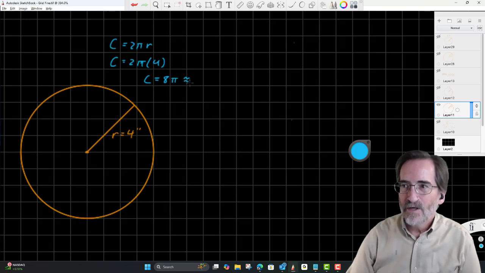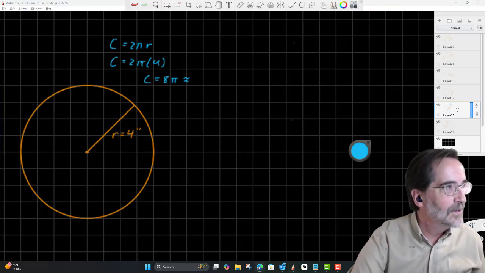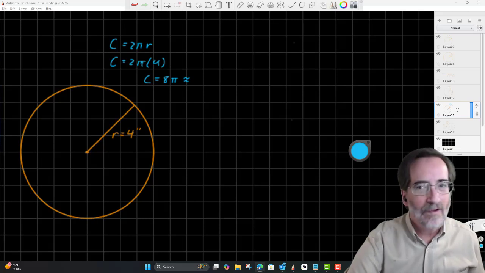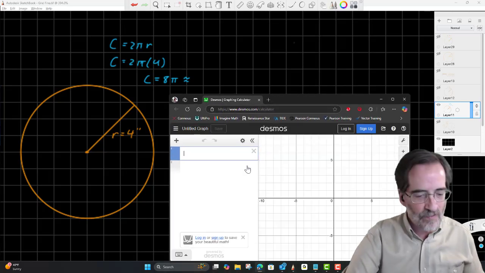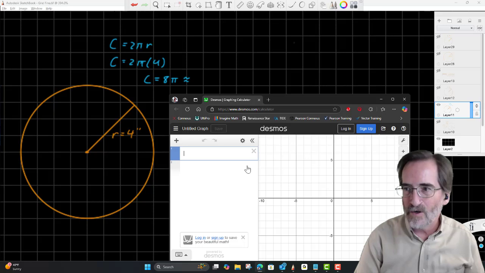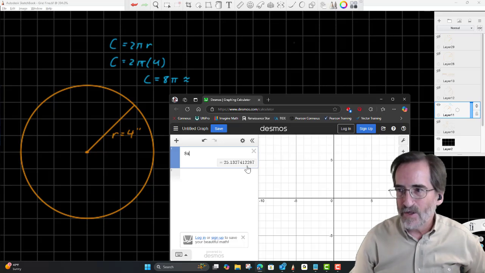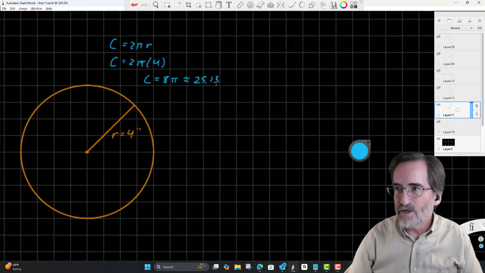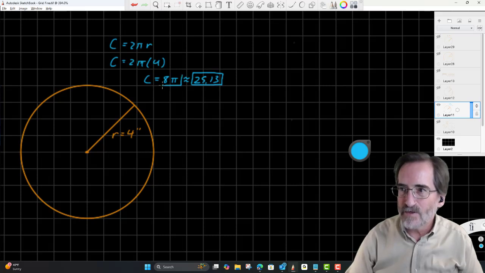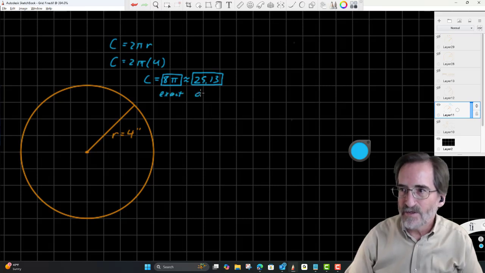Now we can use Desmos. Let me bring up Desmos here to find the decimal value, but remember pi is an irrational number, so it's going to be an infinitely long thing. So 8 pi, type 8 pi in Desmos, you get approximately 25.13. And notice I use an approximately equal to in this case. If I want to leave the answer exact, we would say the circumference is 8 pi. This is exact. This is approximate.